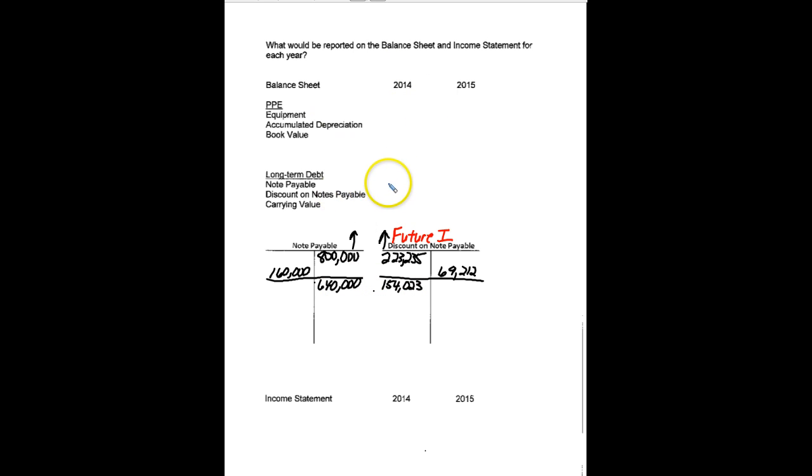I want to know what goes on the balance sheet. At the end of 2014, we would have $640,000 less the $154,023. It's a negative because it's a contra liability, and that gives us a carrying value or a net value of $485,977. Okay, that $485,977 is our real debt at the end of 2014.